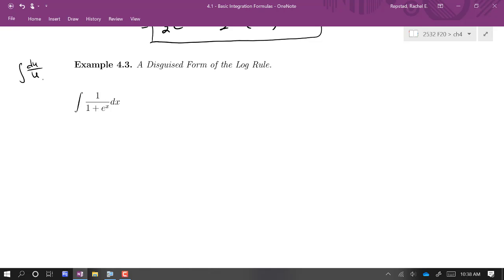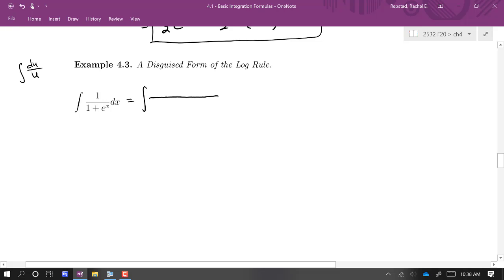So, okay, if u is 1 plus e to the x right now, for du I'd have to have an e to the x up there. And we don't have that, right? So clearly, as it's written right now, it does not fit a log form. But we're going to pull one of the oldest tricks in mathematics.